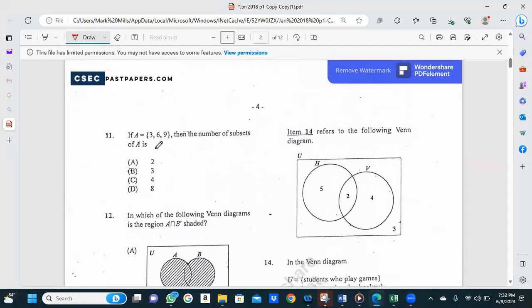Number 11. The set A is 3, 6, and 9. Then they are subsets of A. The number of subsets is 2 to the n power. So that means 2 to the 3. Why 3? 1, 2, 3. So that will give me 8. So the answer is D.